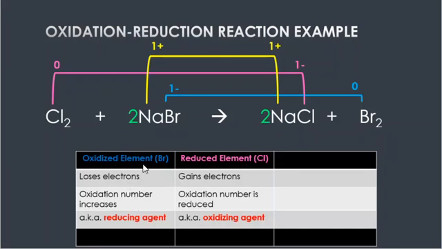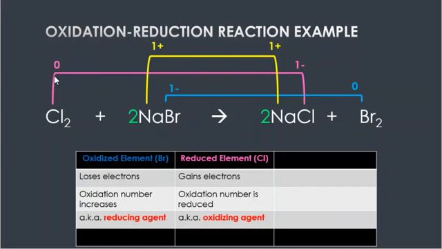So hopefully you were able to identify bromine as the element being oxidized. Notice it becomes more positive. That indicates a loss of electrons. From -1 to 0 shows an increase in its oxidation number. Bromine can also be classified as the reducing agent because it's helping the other element gain its electrons.